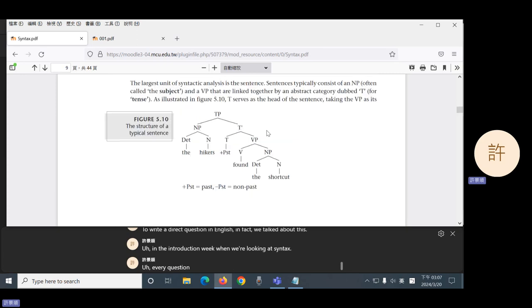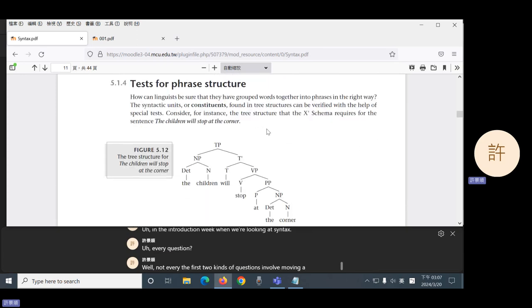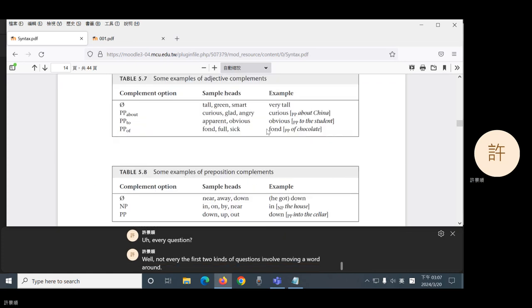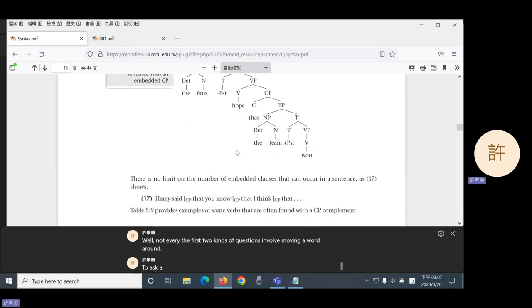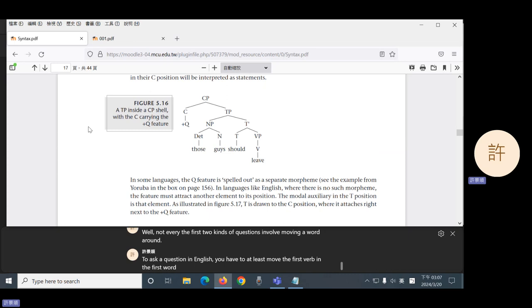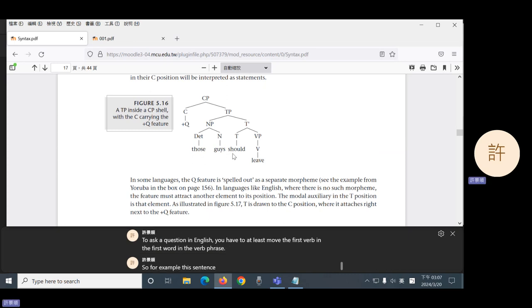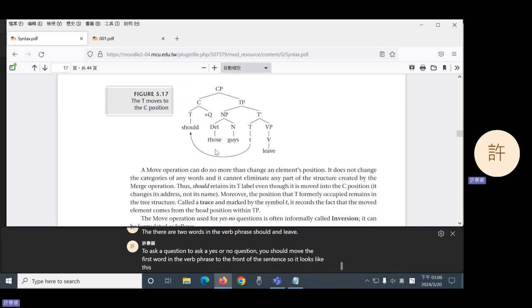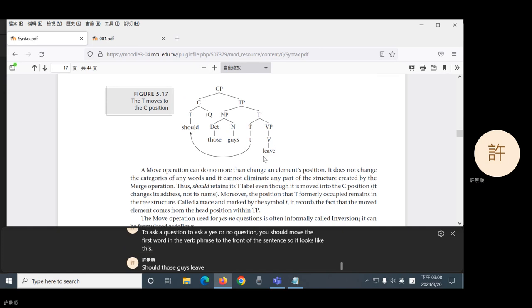Every question, well, not every, the first two kinds of questions involve moving a word around. To ask a question in English, you have to at least move the first word in the verb phrase. So, for example, this sentence, those guys should leave. There are two words in the verb phrase, should and leave. To ask a yes or no question, you should move the first word in the verb phrase to the front of the sentence. So it looks like this. Should those guys leave? Nothing else changes. You're only moving one word.